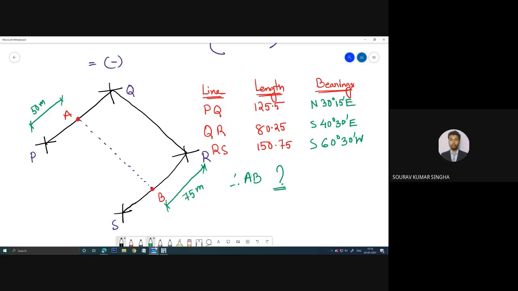Okay, so after completion please tell me, and those who have completed, you just think how can we determine the value of AB. That means how can we start, just tell me how can we start. Shubham, you can think, how can we start solving this numerical, just think.